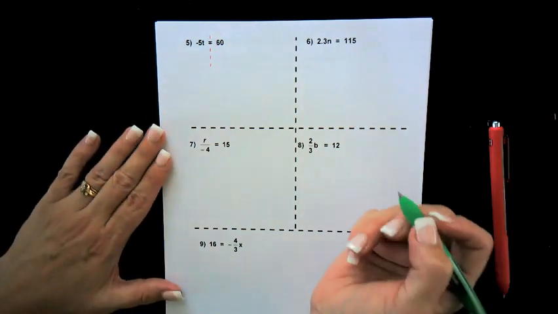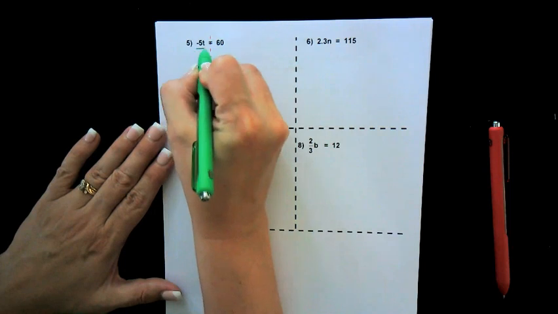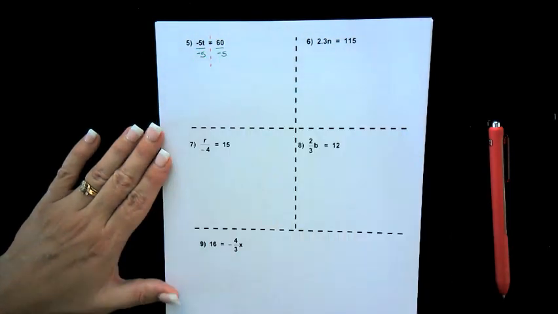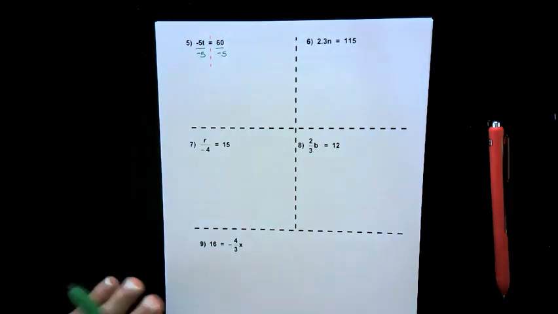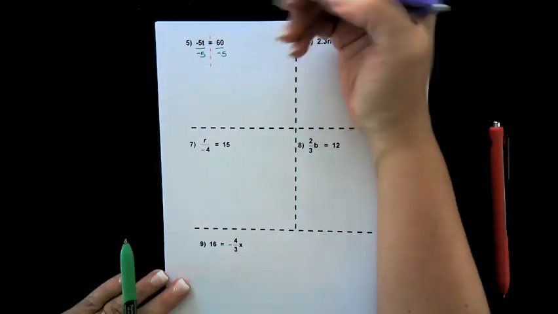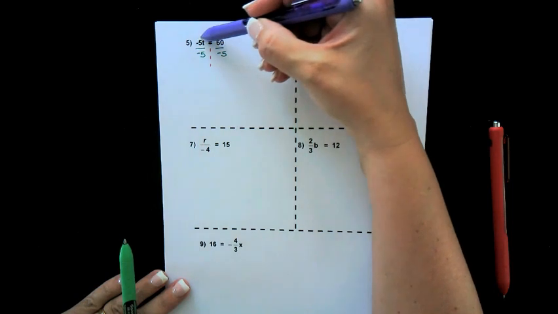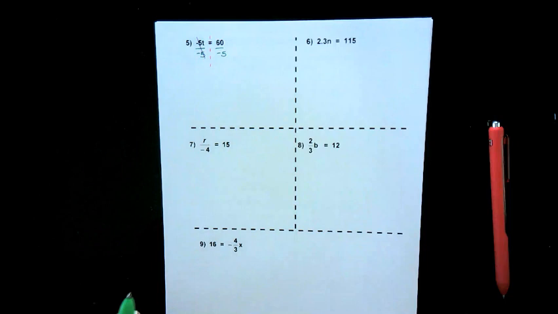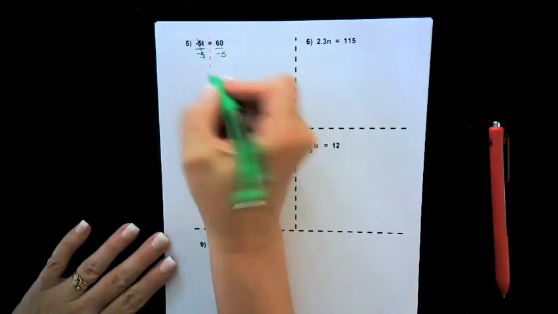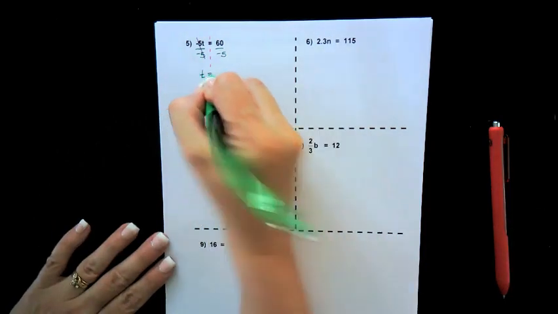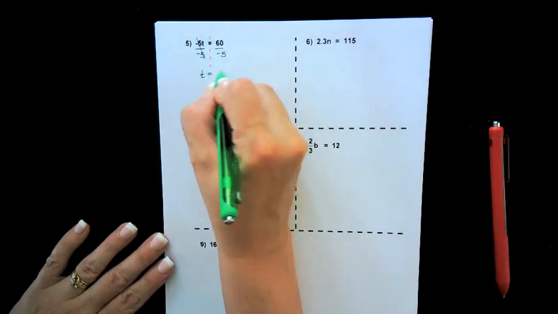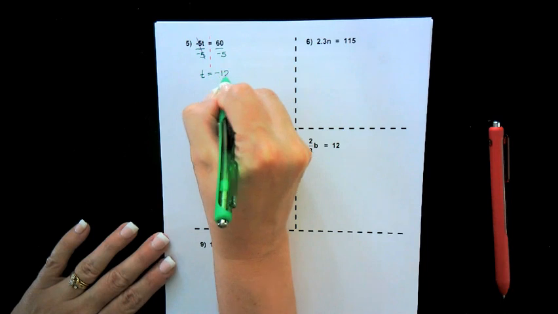So I'm going to do the opposite of multiplying by negative 5, which is to divide by negative 5. Just like we did before, the purpose was to let the multiply by negative 5, the divide by negative 5 cancel each other out. And that gave me t by itself over here. And then 60 divided by negative 5 gives me negative 12.